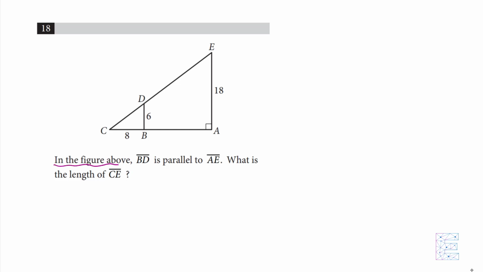In the figure above, BD is parallel to AE. What is the length of CE? So we want the length of this line right here. To be able to do this, you might see that there are two triangles that we have here.